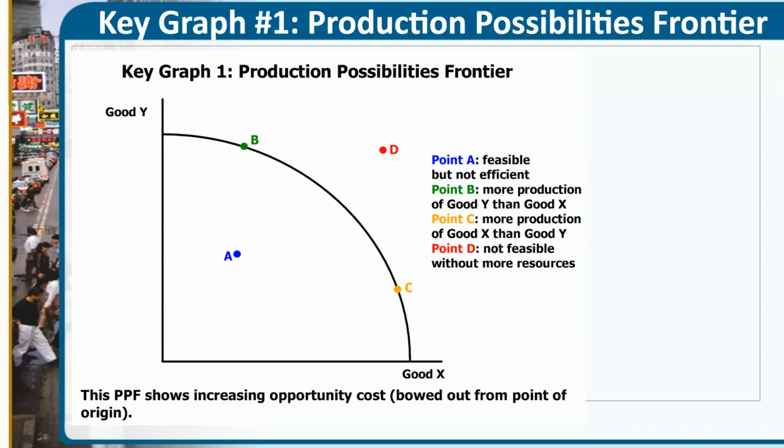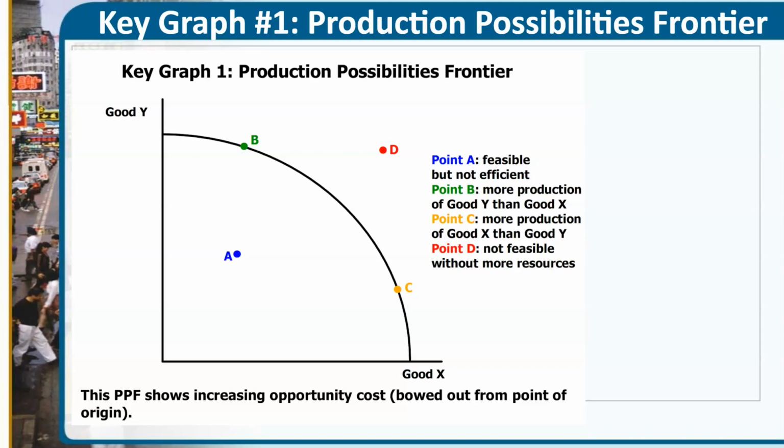So notice in point A, we would be inefficient if we were producing at point A because we're not producing what we are capable of, of good X or of good Y, or both. And so we are inefficient in that market. We are not efficient in using our resources. Point D, not an option. Right now, at least, we do not have the production capabilities to produce at point D.